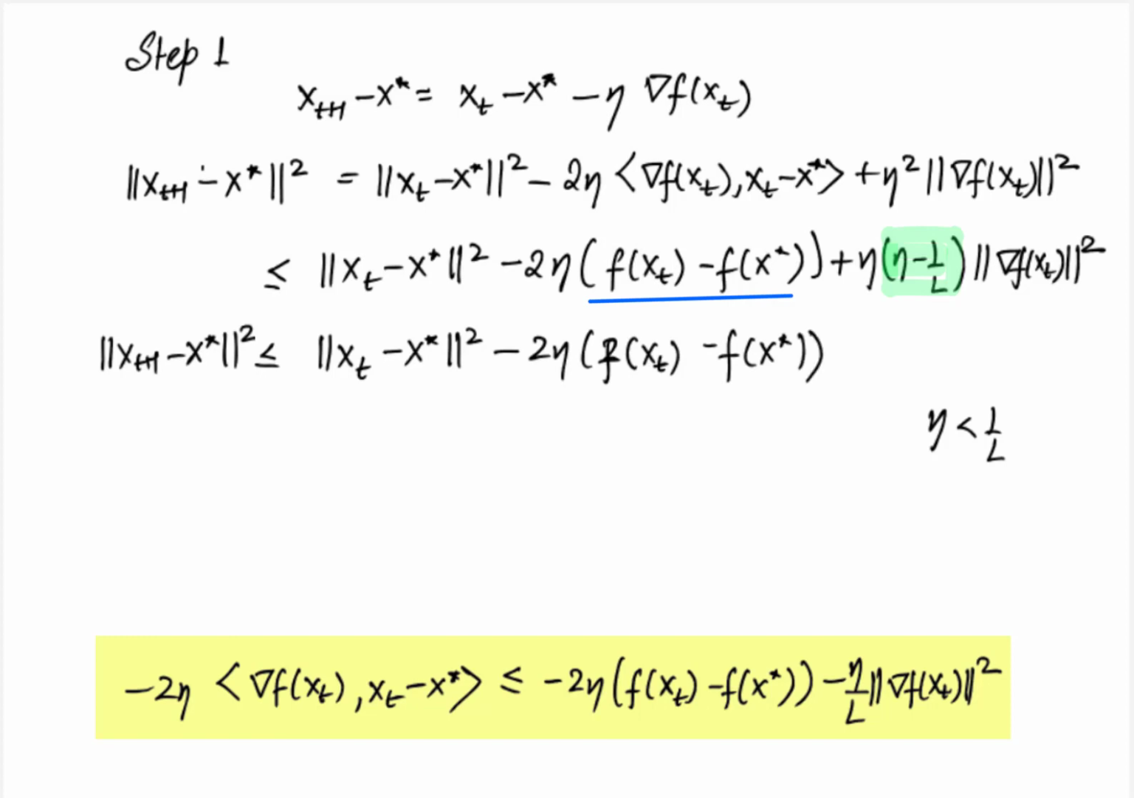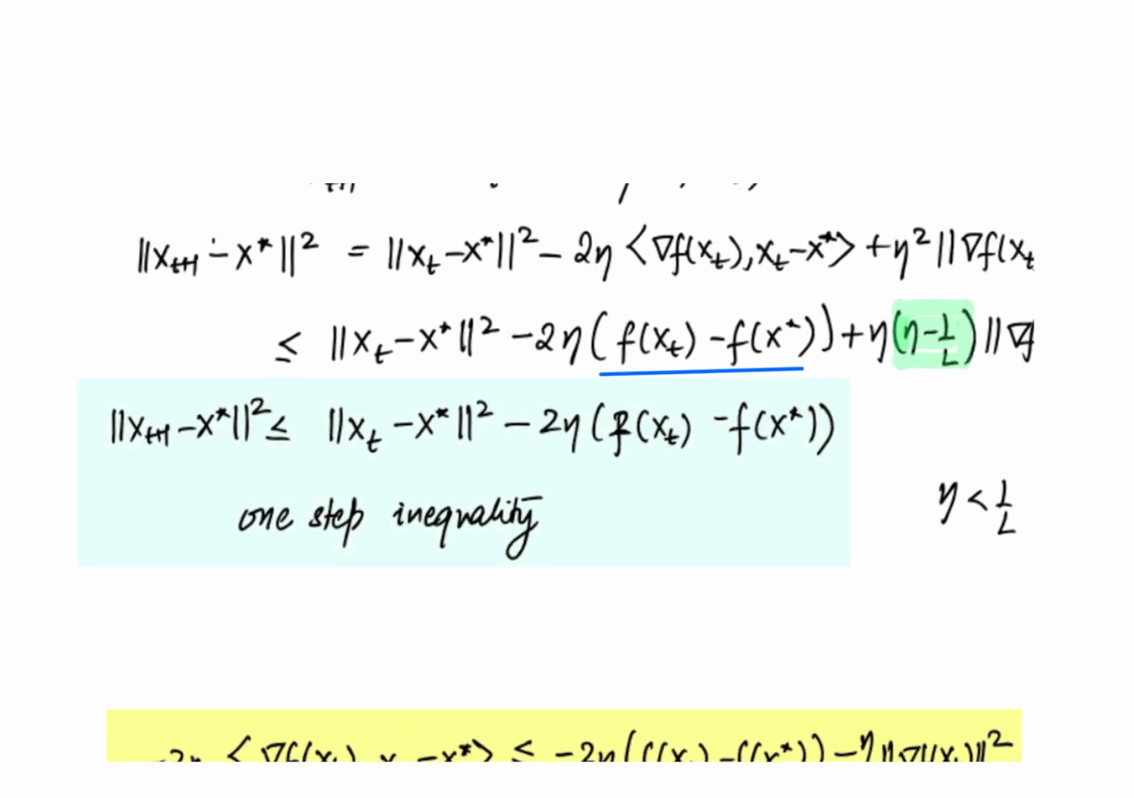So in the end we have used the properties of smooth and convex functions. Also we have used the optimality condition of the problem, in other words the definition of x star. So at this stage we have a one-step inequality, or a bound, that holds for any t. Now we need to analyze the impact of this one-step inequality on the overall algorithm. So let us keep it ready for now.